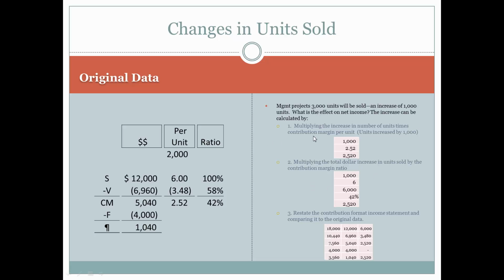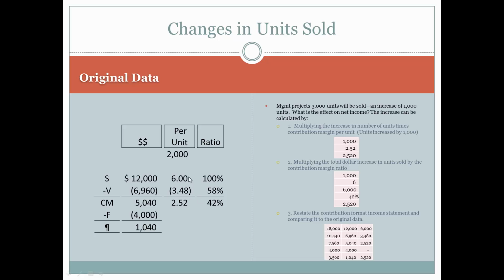The increase can be calculated in 3 different ways. I'll show you the first 2, but the third one is probably the preferable one as far as making a presentation to management or to double check the calculation in the first 2 methods. In the first method, we're going to multiply the increase in number of units, which is 1,000, times the contribution margin per unit. So in other words, the contribution margin per unit, which is $2.52, given that we're selling these products for $6 per unit.